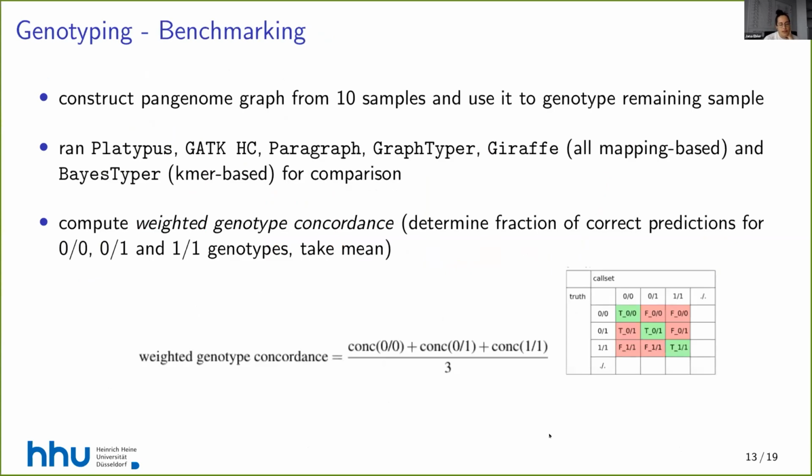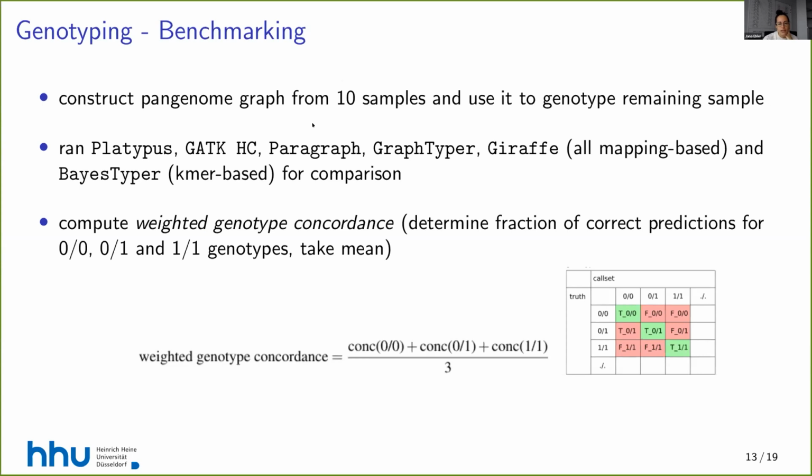The first experiment that I present is a leave-one-out experiment. We did this in order to evaluate the accuracy of the genotypes that PanGenie predicts. The idea here is that we take the variant calls and the assemblies we have for 10 samples, and the remaining sample is used for evaluation as a ground truth.